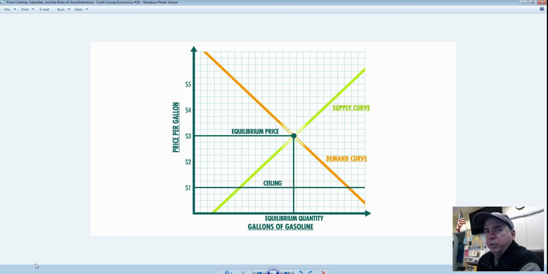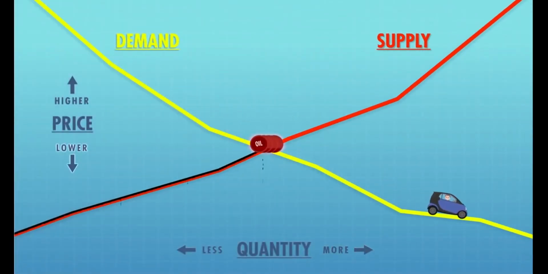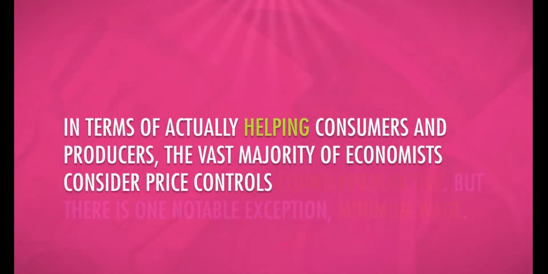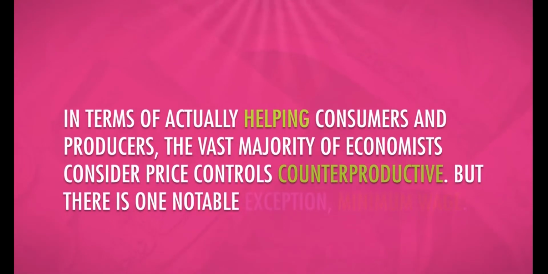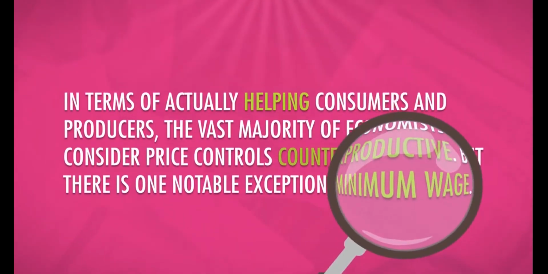So a price ceiling occurs when the government steps in to control the maximum price that can be charged for a product, or the highest price that can be charged. When the gas prices fall, consumers will want to buy more, but producers will no longer find it profitable to sell gas. The lower price will decrease the amount of gasoline produced, and we've got a shortage. In terms of actually helping consumers and producers, the vast majority of economists consider price controls counterproductive. But there is one notable exception: minimum wage. The minimum wage is a really complex issue that we're going to address in a future video.